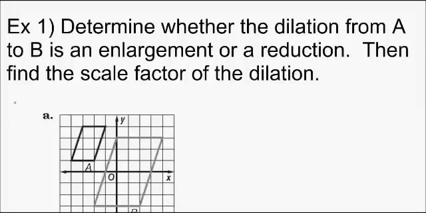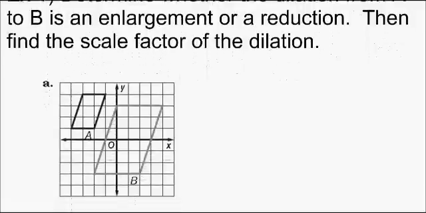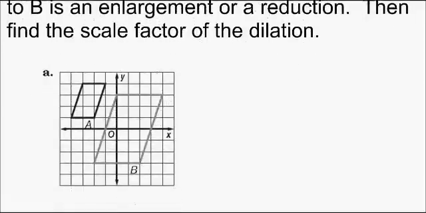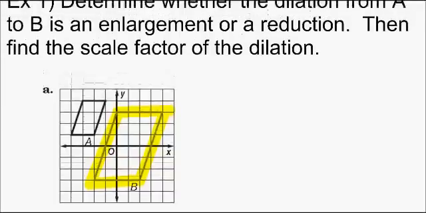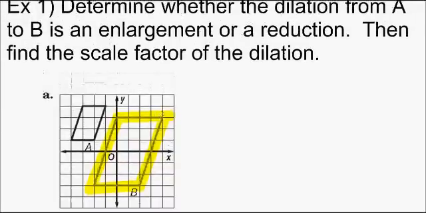Example 1. Determine whether the dilation from A to B is an enlargement or a reduction. Then find the scale factor of the dilation. So we have part A here, and you can see A and B. I'm going to highlight B. So this is our image. A is the pre-image. We're moving from A to B. We want to know, is this an enlargement or a reduction? Well, is A bigger than B or smaller than B? It's smaller. A is smaller, B is bigger. So this is an enlargement. And that's pretty easy to tell.